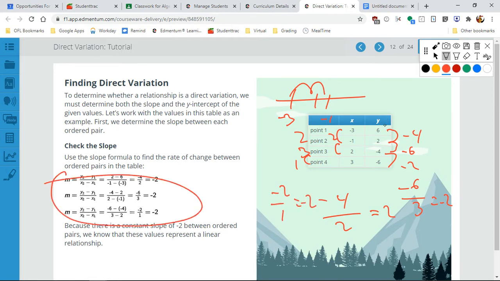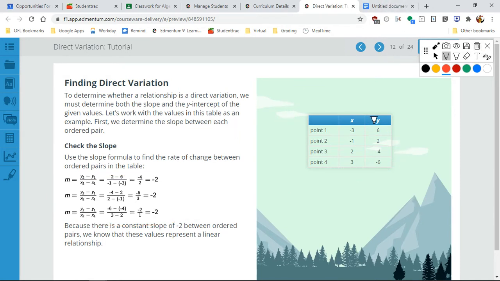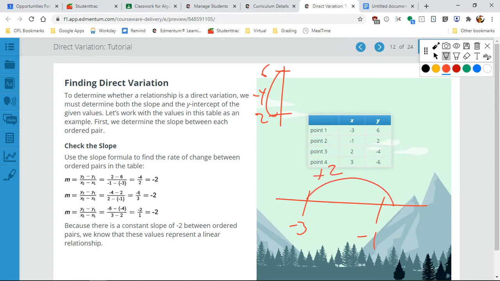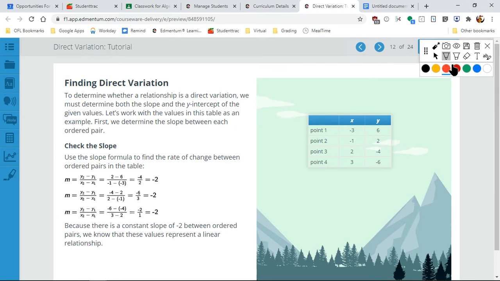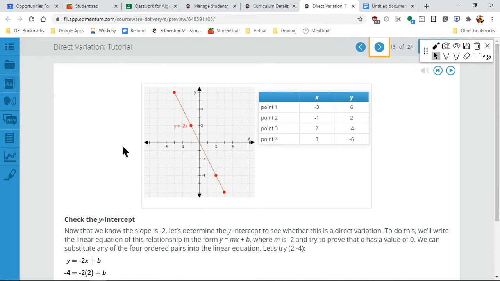So that's what they're doing right here, except they use their fancy little formula to do it. I'm not the biggest fan of the formula. I like thinking, well, what am I doing here? If I start at 6 and I go down to 2, I just went down 4. If I started at -3 and I went to -1, I ran a +2. So that's just the idea of rise over run. Rise over run is going to be a big thing you guys see from now on.